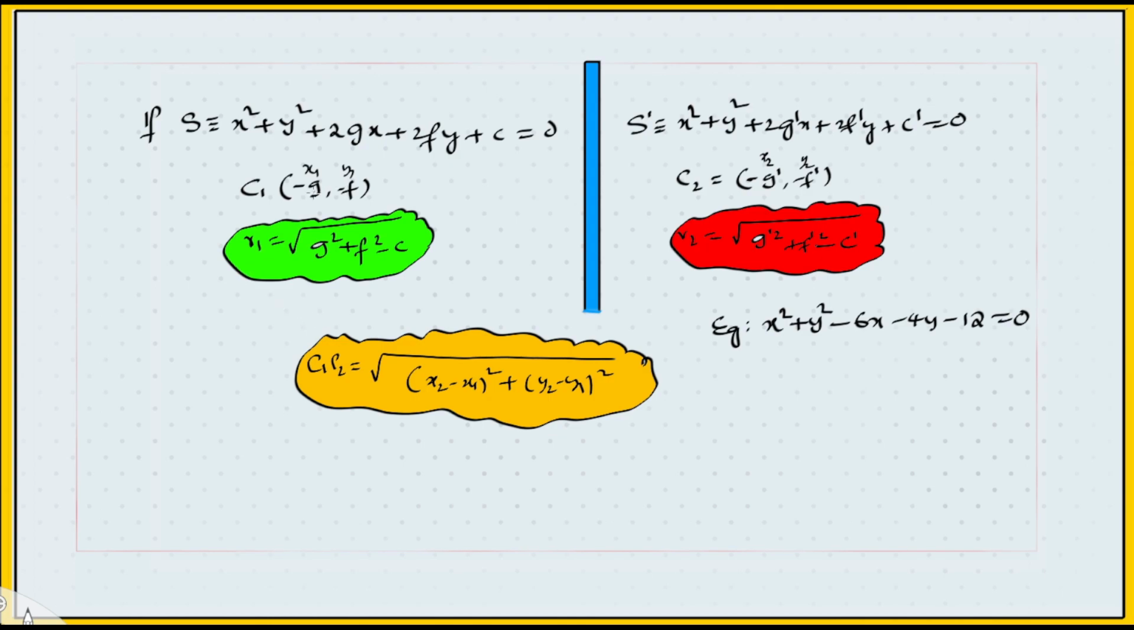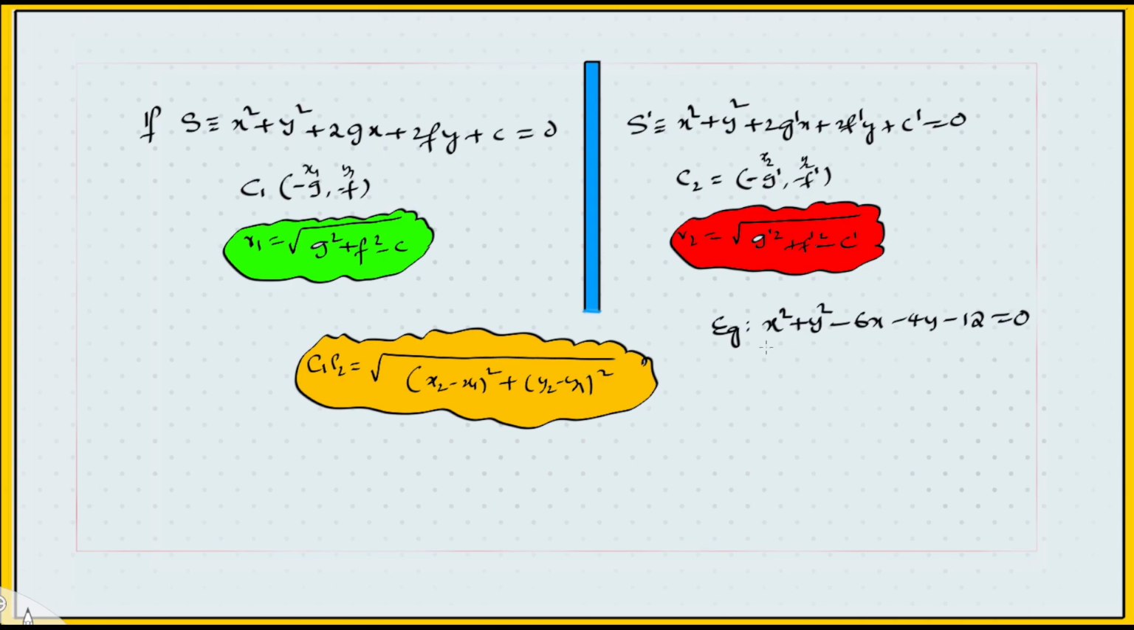Their centers are minus g, minus f. Center is denoted by C1 (minus g, minus f) and C2 (minus g dash, minus f dash). Consider as x1 y1 and x2 y2. And what about the formula of radius? Root over g square plus f square minus c, and root over g dash square plus f dash square minus c dash. And what about the distance between the centers? C1C2 distance formula is root over x2 minus x1 whole square plus y2 minus y1 whole square.